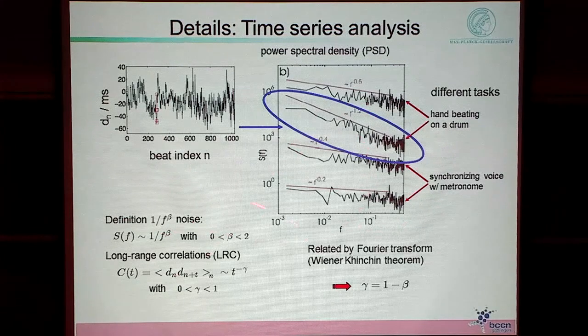And if we find such a behavior for the power spectral density, then we can also determine the correlation functions, which also decay in an inverse power law. And we can determine the exponent gamma of this correlation function from the exponent beta of the power spectral density, as shown here.